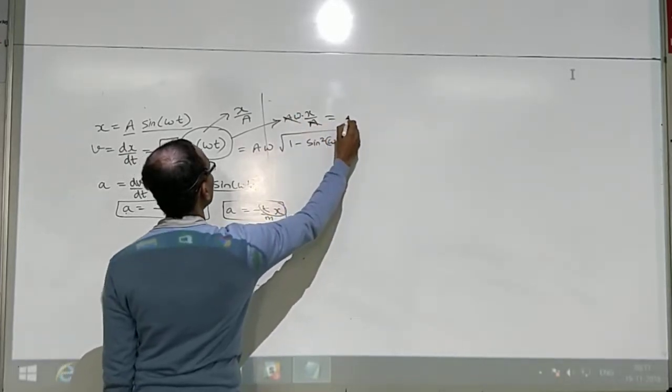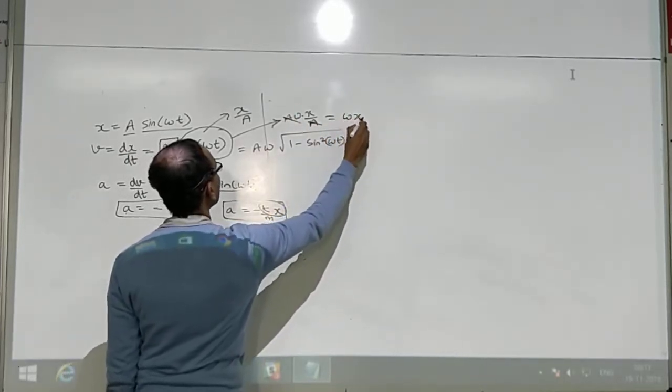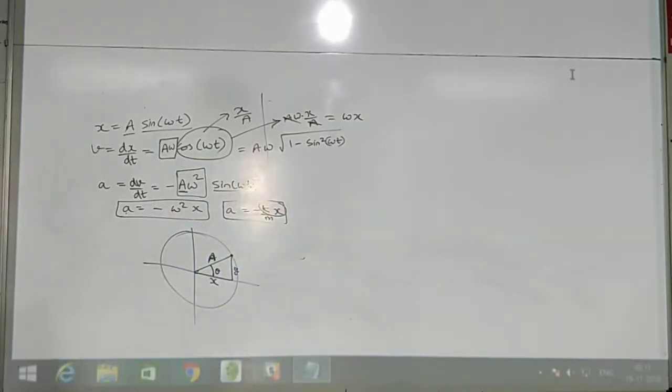Becomes omega x. So that is, I think, sufficient. So we got v as a function of x. v is omega x, a is minus omega squared x. Okay? Why do you know?